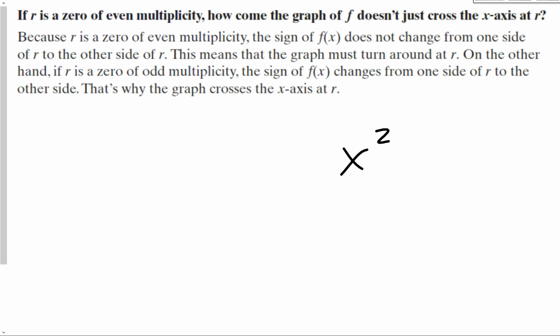If I have a graph like this, what happens at 0? Well, the graph goes down, it touches 0, and goes back the other way. Because I'm squaring it, right, the sign is not going to change. It's going to be the same sign. However, if it's odd, the sign does change, so it can cross through the x-axis.